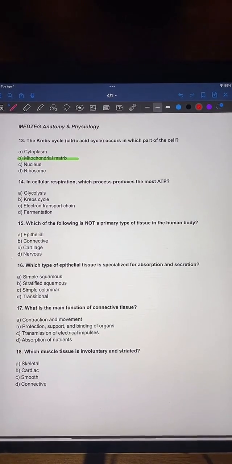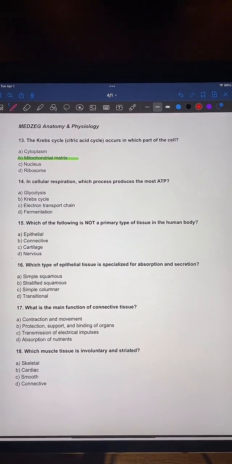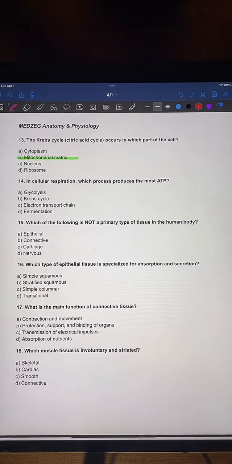So definitely pay attention if the question is asking the solute versus the solvent. All right, number 14. In cellular respiration, which process produces the most ATP?